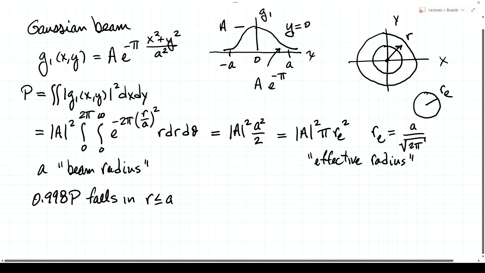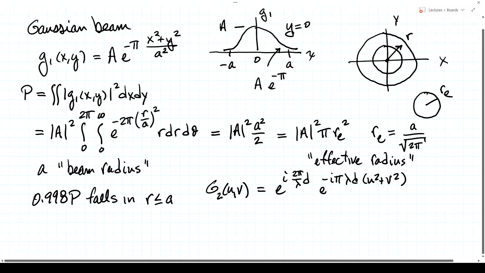So if we're going to use our recipe for diffraction, then this is going to be our g1, and our g2, g2 of u and v in the spatial frequency domain, is going to be the transfer function of free space, e to the i 2 pi over lambda d, e to the minus i pi lambda d (u squared plus v squared), times the Fourier transform of this Gaussian beam.